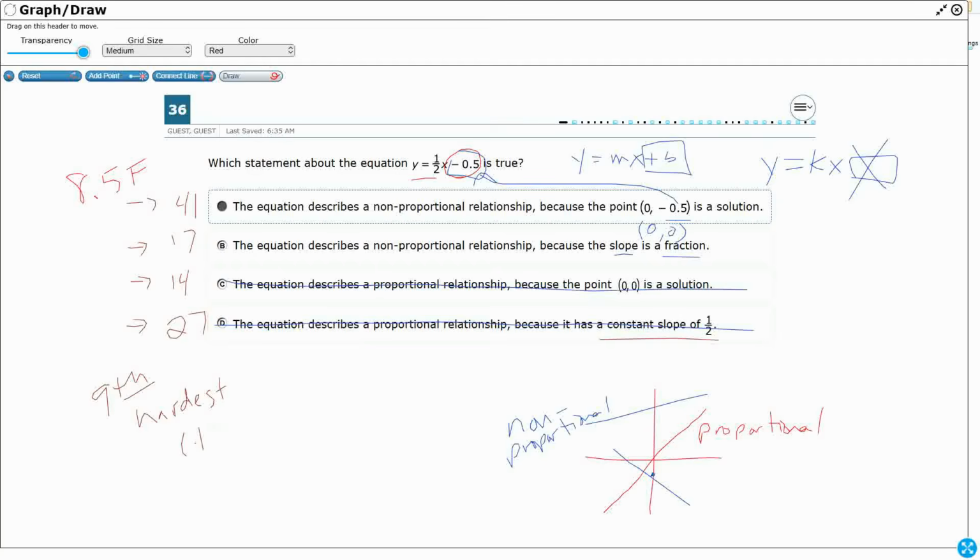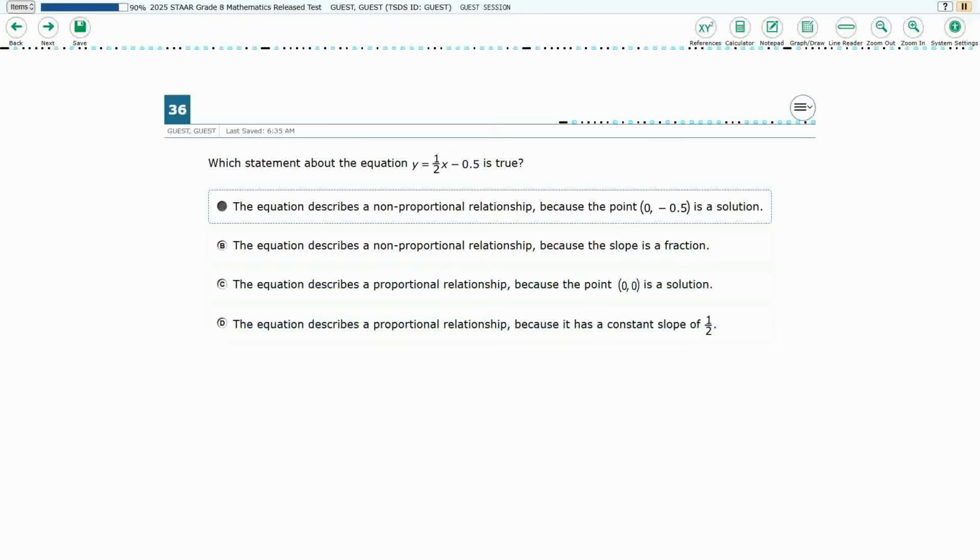So if the TEKS includes the words describe, we need to have students focus on the definitions and using words to describe things like, is it a function, like the previous problem, or is it a proportional relationship? Because they're not going to be asked to calculate. They're going to be asked to select the correct answer with words. And if we focus just on the calculations, we're going to miss this opportunity to teach them the definitions of these major concepts. And this ended up being a lot harder than it needs to be. This was tied for the 9th hardest item on the test.